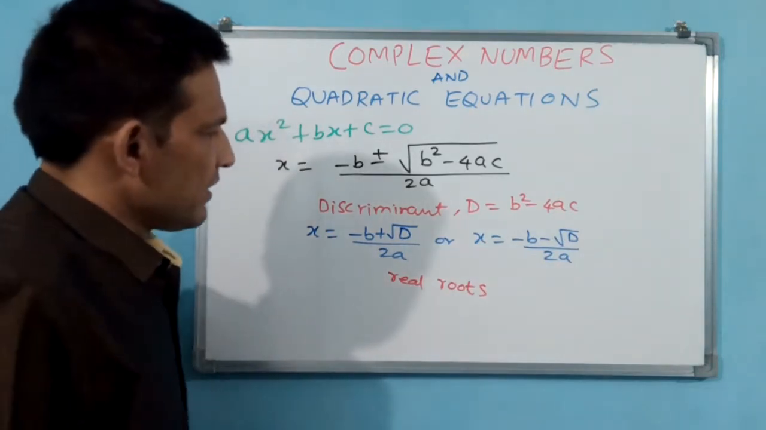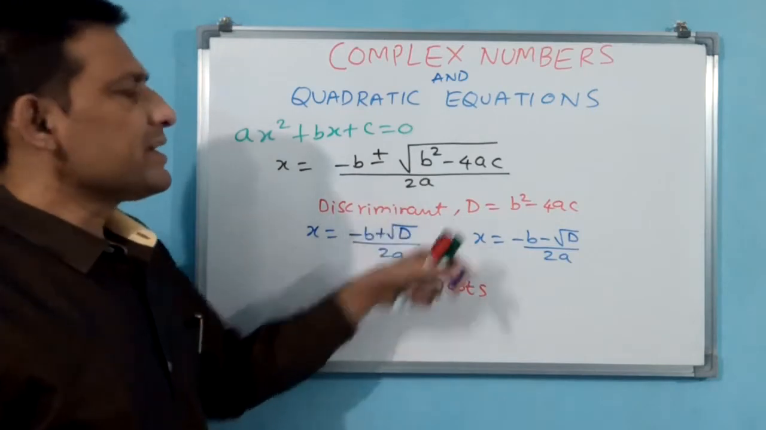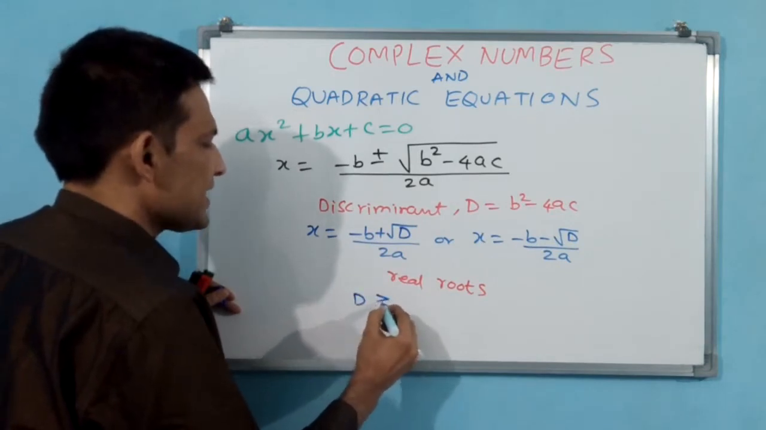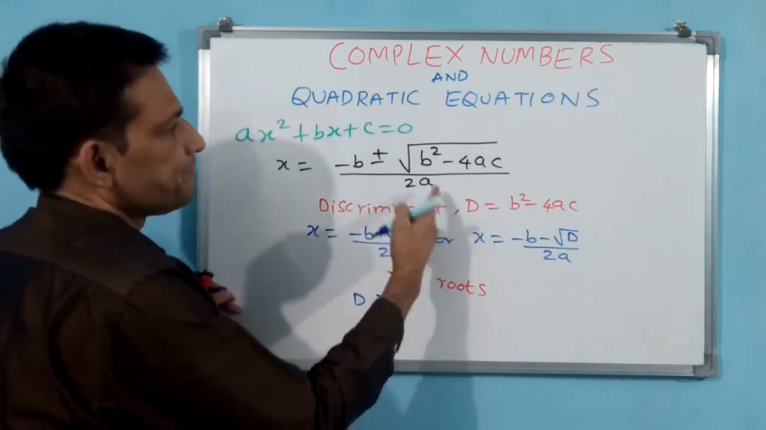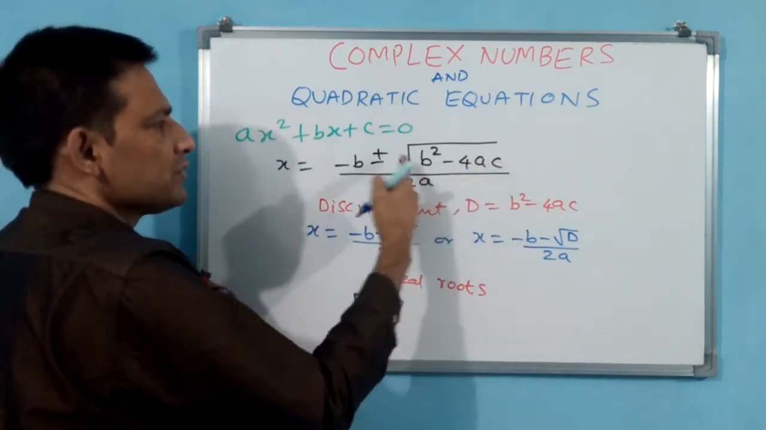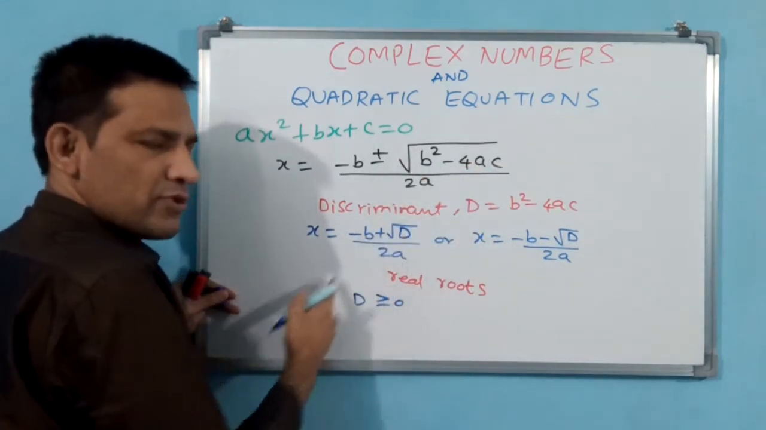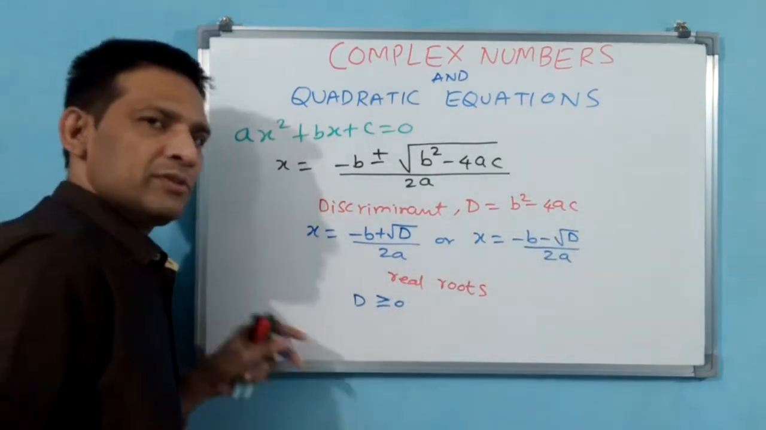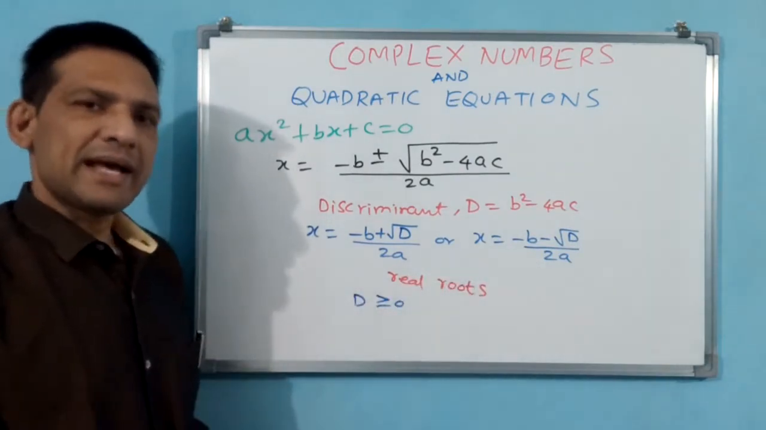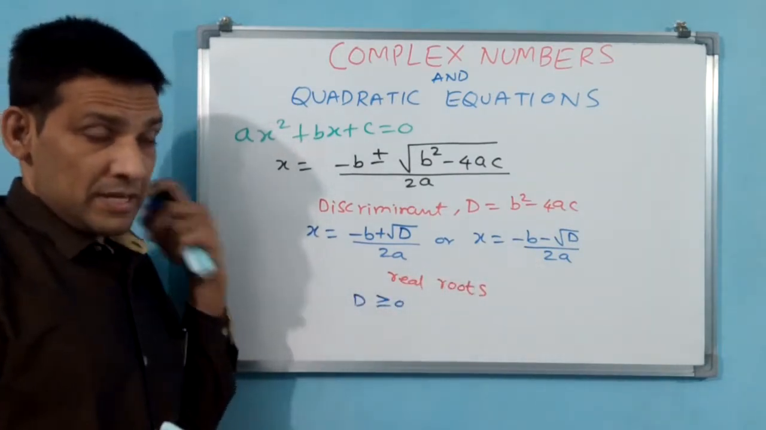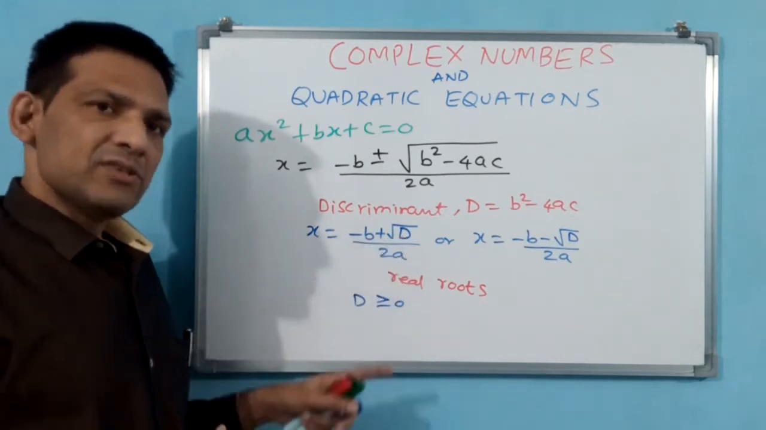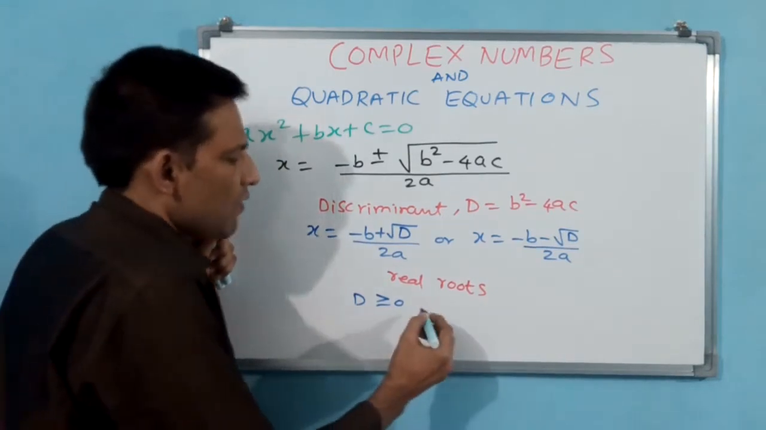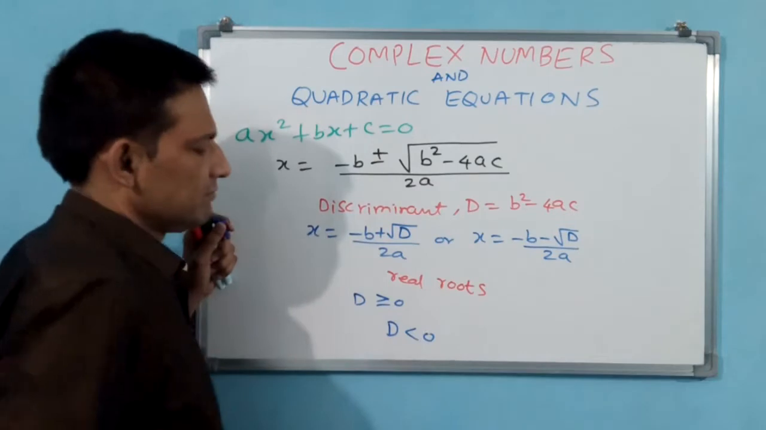See, what if the discriminant D is less than 0? Here, D is normally greater than or equal to 0. If D is 0, then automatically minus b by 2a only will come, only one answer. If D is greater than 0, two values are going to come. Now let us see, what if D is less than 0?